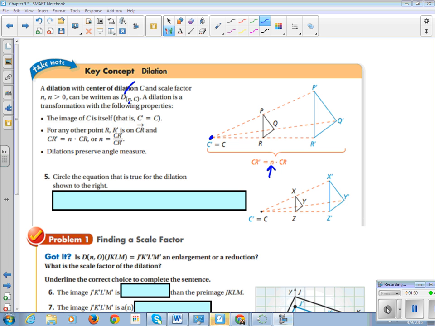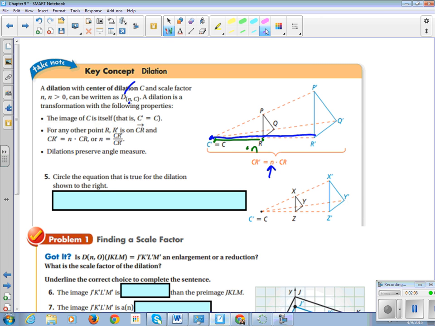A dilation is a transformation with the following properties. The image of C is itself, so C prime is equal to C. For any other point R, R prime is on the ray CR, and CR prime, which is here to here, is the same as the distance from C to R times the scale factor N. Or the scale factor, and this is the important part, so let's highlight that.